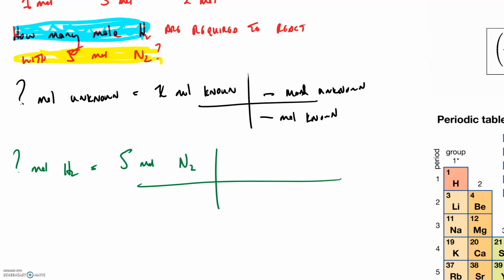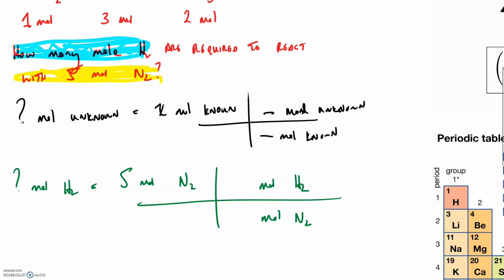Well, 5 moles of N2 is our known, so we'll put moles of N2 on the bottom. We want to find H2, that goes on the top. And according to the ratio from the balanced equation, 3:1. So we multiply across the top, divide by the bottom, and of course our answer is 15 moles of H2.